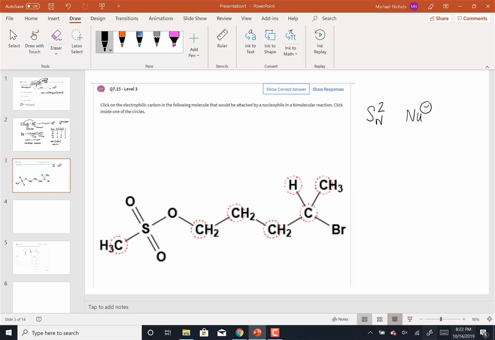Now, the first rule is that the carbon it will attack has to be attached to a leaving group. Well, what are possible leaving groups? Possible leaving groups are halogens, because if the nucleophile comes in and adds to the carbon, it can kick off the halogen, and it will just become a halide ion, which is stable. So that would make this carbon a possibility.